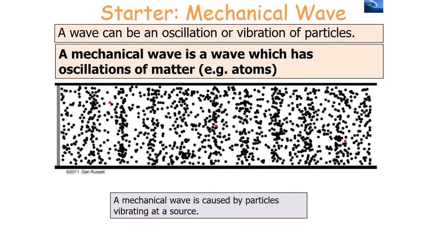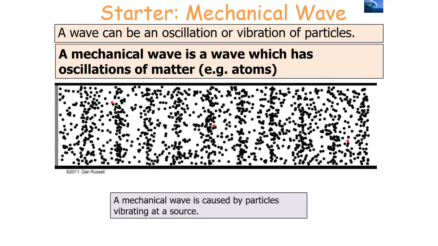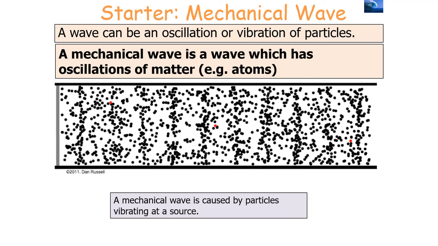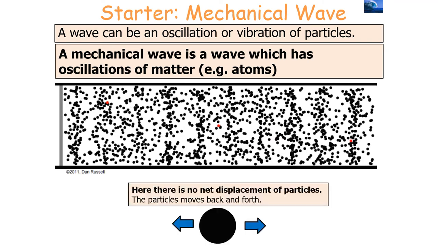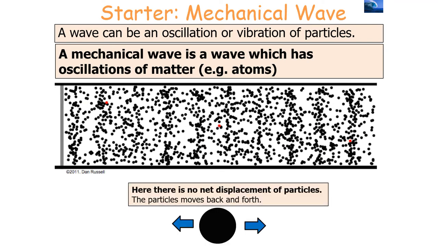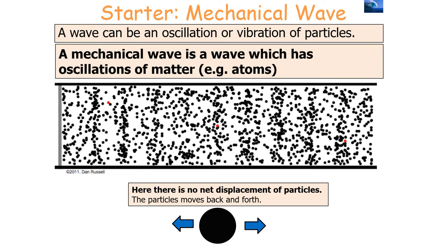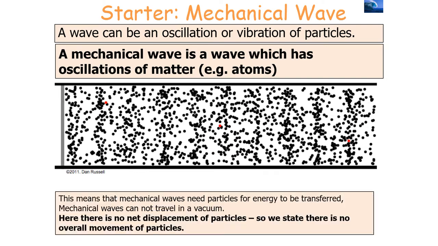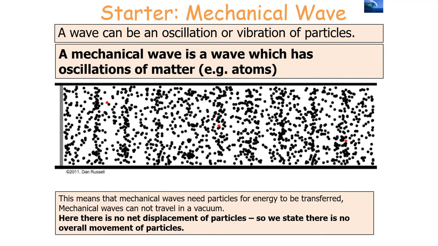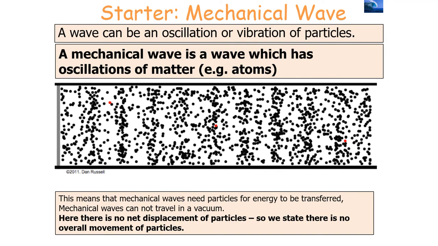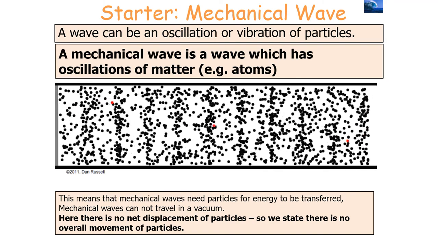So a mechanical wave is caused by particles vibrating at a source, and it will cause the particles to oscillate backwards and forwards. But please remember, there's no net displacement of the particles. The particles are moving back and forth. So we state overall that there's no overall movement of the particles, they're just vibrating backwards and forwards, backwards and forwards.